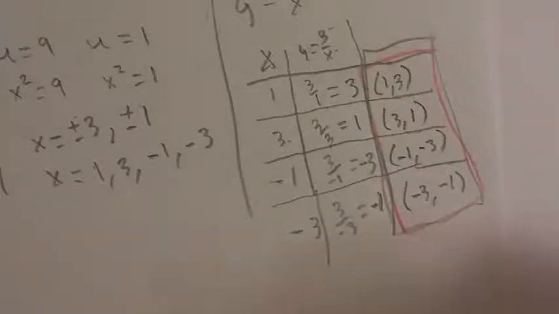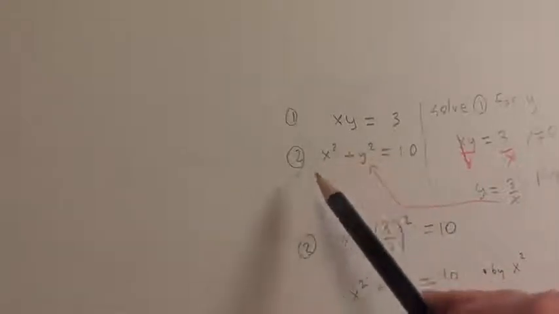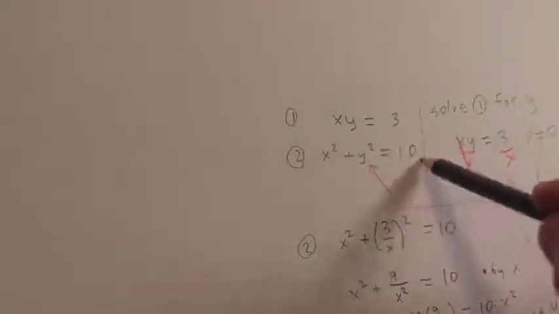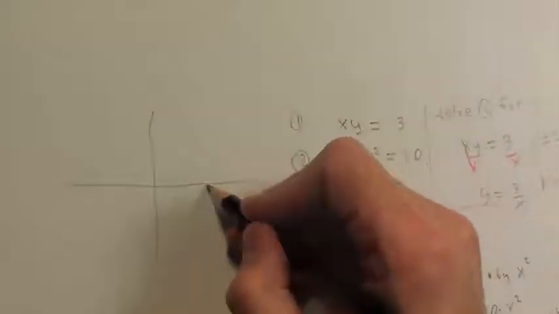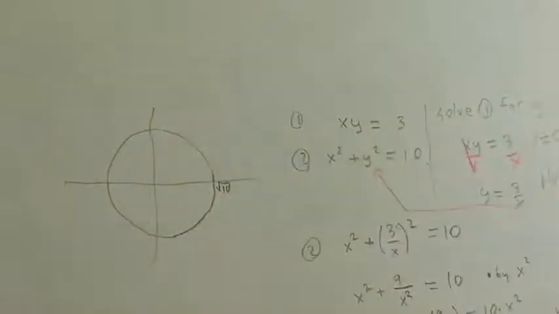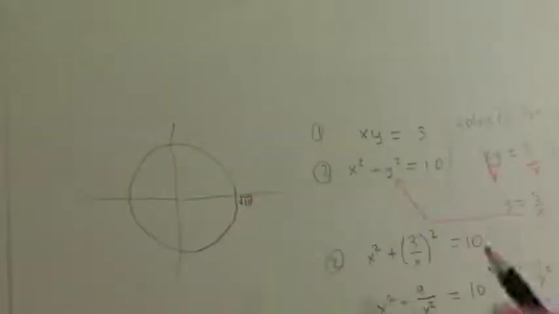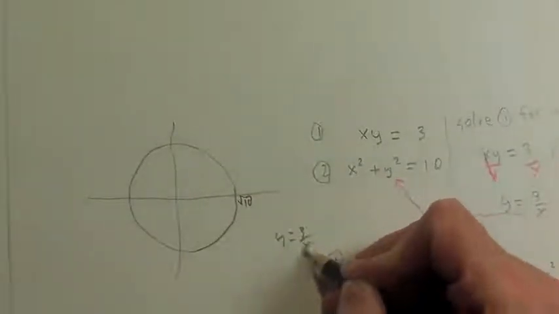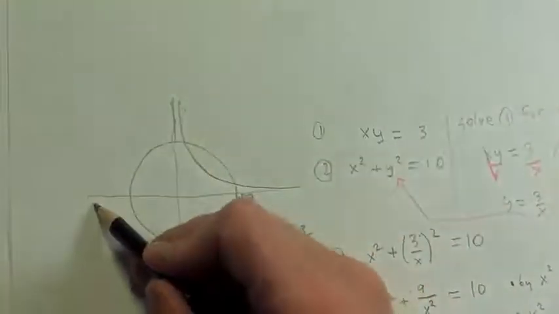But here's what's happening. Let me show you a little bit what's going on with these two functions. Okay, as we've discussed, this x squared plus y squared equals 10. This is a circle. It's centered at the origin. Its radius is square root of 10. So it looks like this. Here's my square root of 10. Okay, xy equals 3. Well, if I move that x over, this is y equals 3 over x. Y equals 3 over x makes functions that look like this.